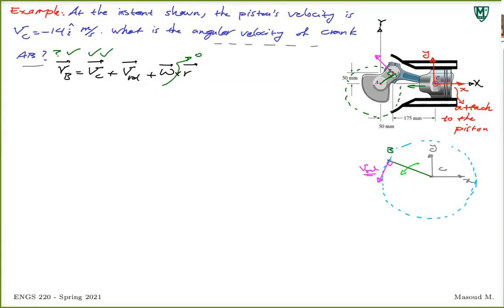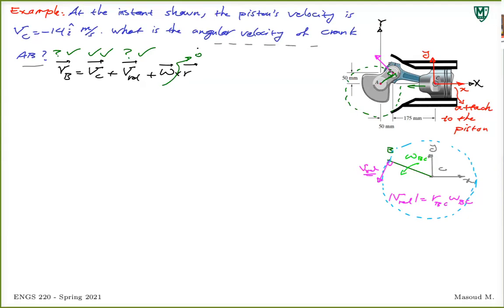So we know the direction of V relative at this given moment. What we don't know is the magnitude. The magnitude would be, if we knew this omega, I'll call it omega BC, V relative would be R BC omega BC. We don't know what omega BC is. We know RBC, which is the length; we can find it based on the geometry, but we don't know omega BC. So we don't know the magnitude of V relative.